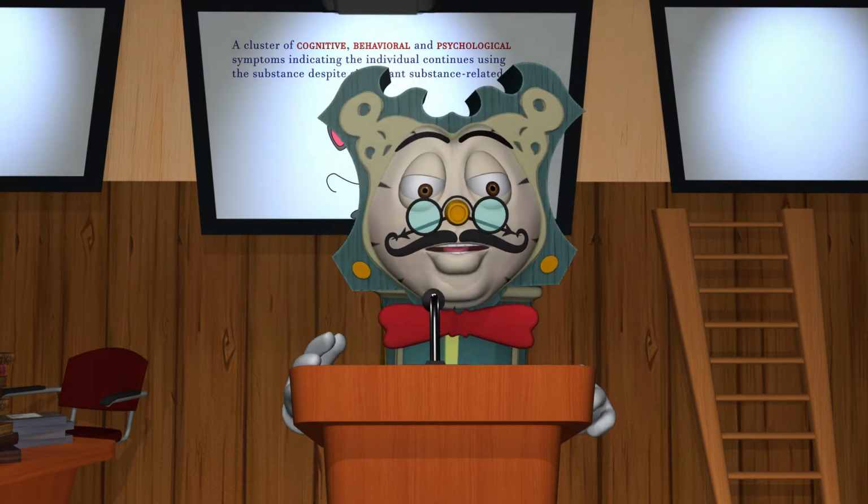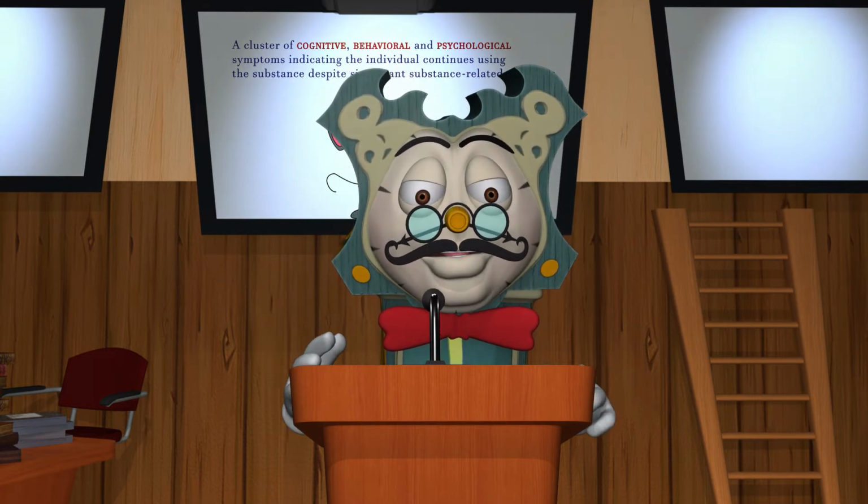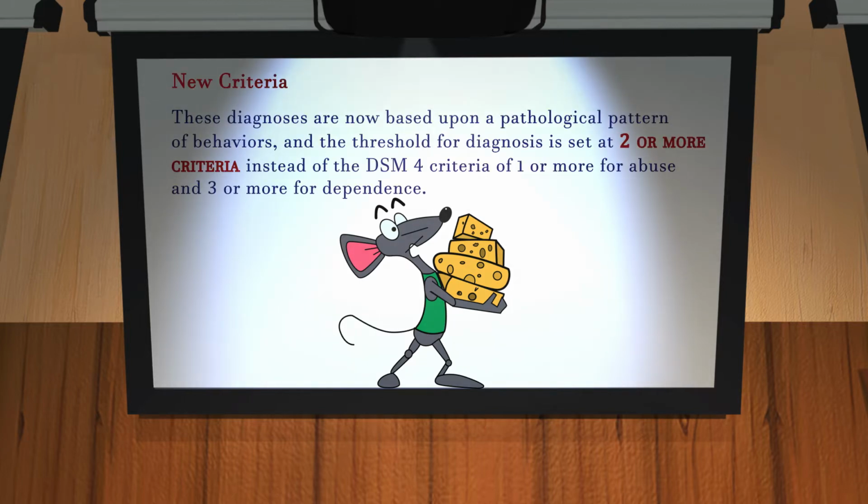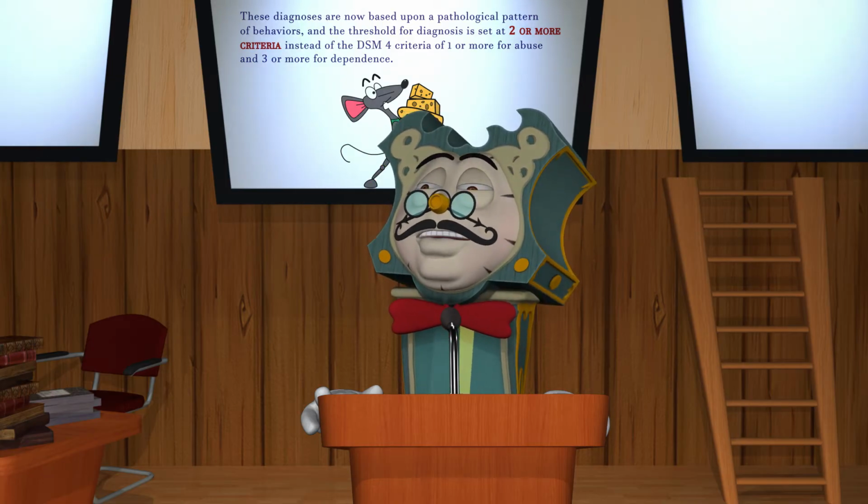Yes, here we are. Now, the essential feature of a substance abuse disorder is a cluster of cognitive, behavioral, and psychological symptoms indicating the individual continues using the substance despite significant substance-related problems. These diagnoses are now based on pathological patterns of behaviors, and the threshold for diagnosis is set at 2 or more criteria, instead of the DSM-4 criteria of 1 or more for abuse and 3 or more for dependence. Let's review the criteria, shall we?